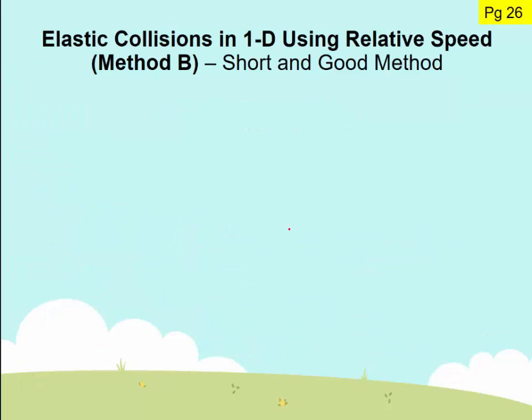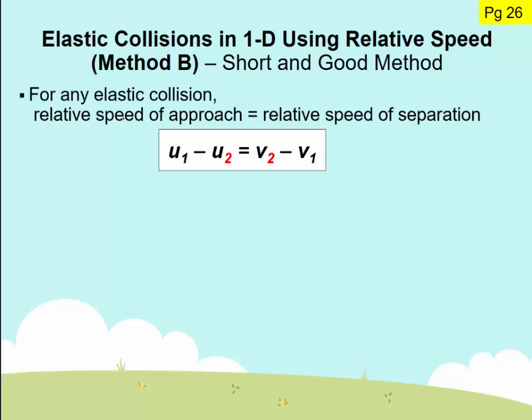We will now look at the second method. For any elastic collision, we say that the relative speed of approach, how fast the objects are moving towards each other, equals the relative speed of separation, how fast the masses are moving away from each other after collision. Notice that in this equation, in the center, we have the same subscript. This is the way to remember. So u on the left, v on the right. And in the center, make sure you have the same number. It can be either 1 or 2, but these two must be the same number.